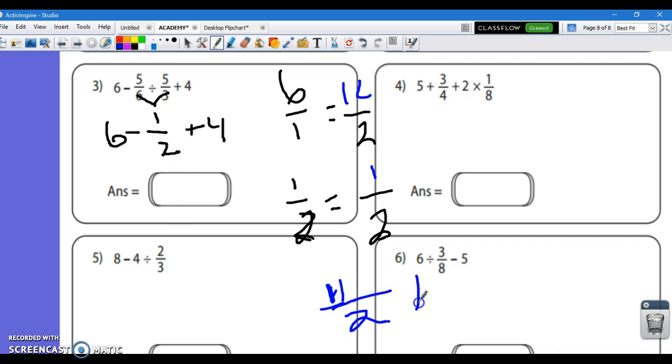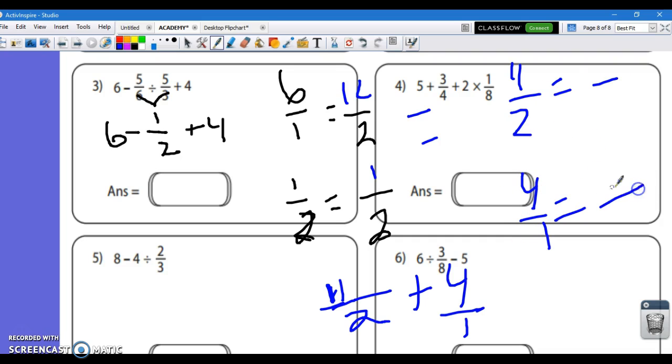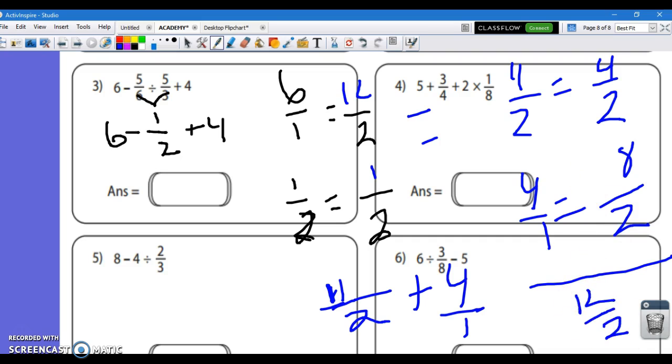So basically, we will bring the 4 next. So now I have 11 over 2 plus 4. I'll just do that over here. I've got to do a matching bottom number thing with this. So 11 over 2 plus 4. You see our bottom number will be 2. 2 will go into 2 1 time. 4 times 1 is 4. 1 will go into 2 2 times. 4 times 2 is 8. Okay. Now let's add them together. 8, 9, 10, 11, 12. So you have 12 over 2.